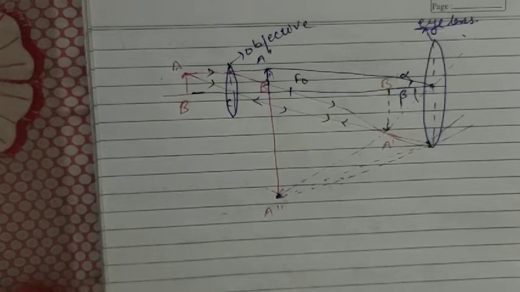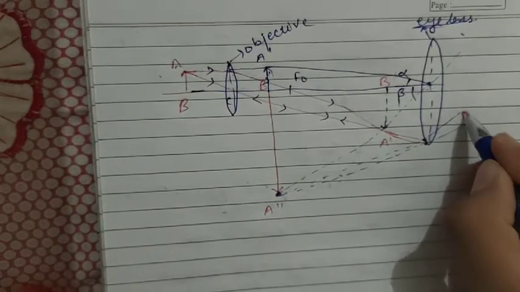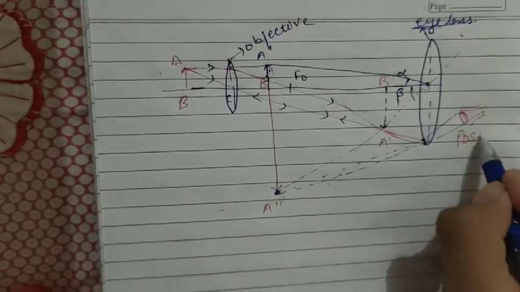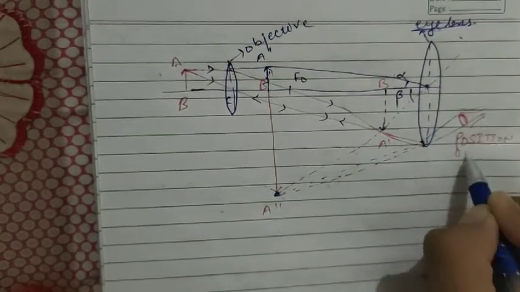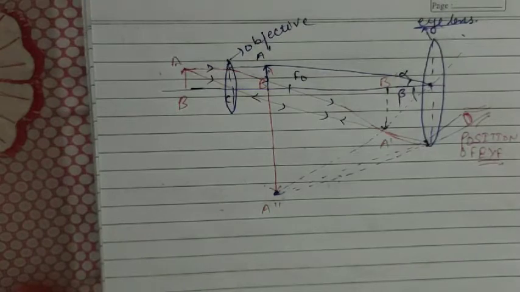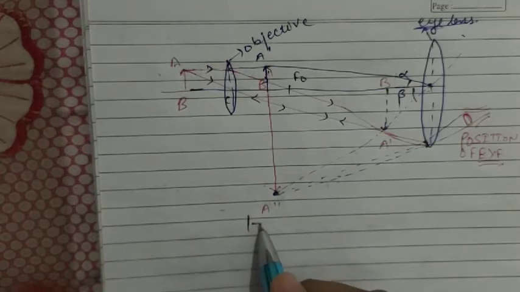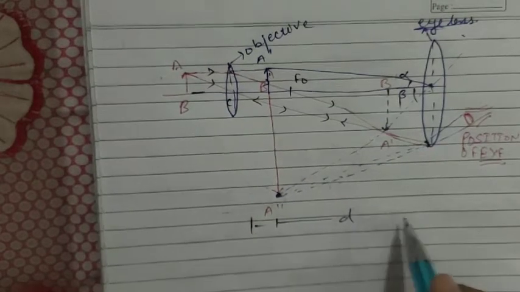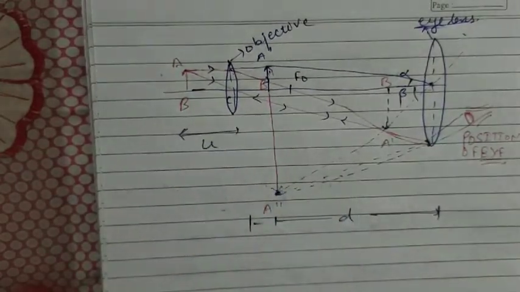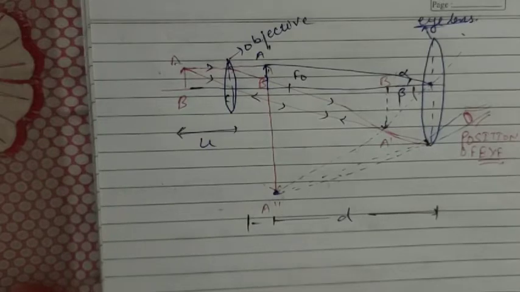Is it clear? Now place here I, it is the position of I. Okay. Now let's do the derivation. The distance between these two lenses is shown from here. D is the least distance of distinct vision. I said earlier also that it is the least distance of distinct vision.